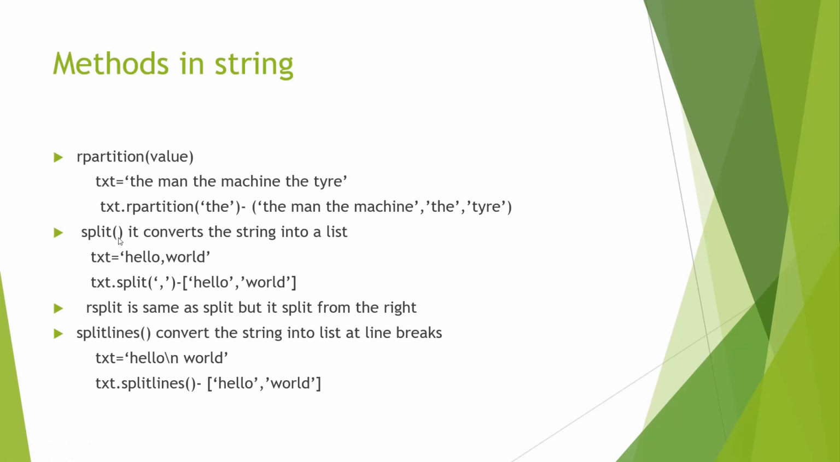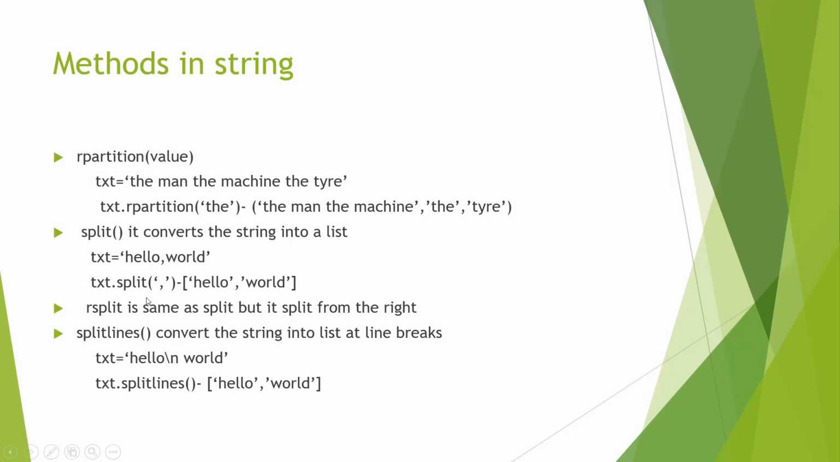Join method what it does is it convert list or the tuple into a string. Split method does just the opposite. It converts a string into a list, and this is the format of it, text.split, and we provided the separator here, and this string hello world will be converted into this list here like this. R split is same as a split, but split will happen from the right towards the left.